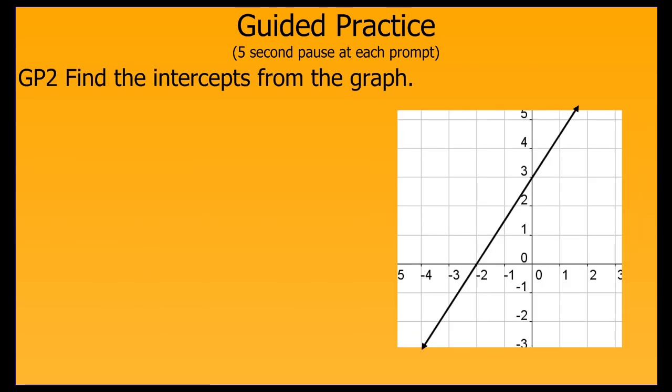Let's try another example. What are we trying to do here? We're trying to identify the x-intercept and the y-intercept from the graph. What do we do first? Well, that depends. You could either find the x-intercept or the y-intercept. I chose to find the x-intercept first, so I circled it on the graph. What's the next step?